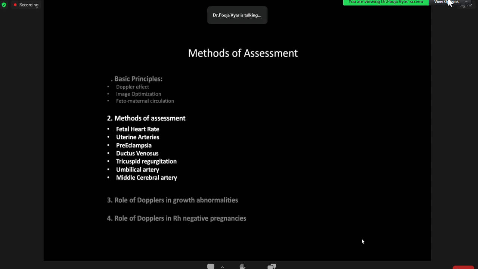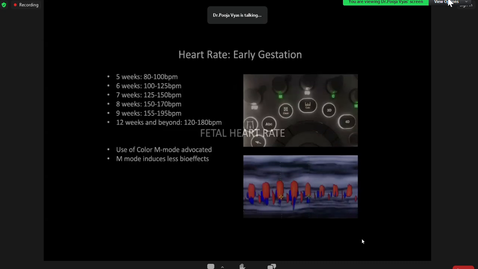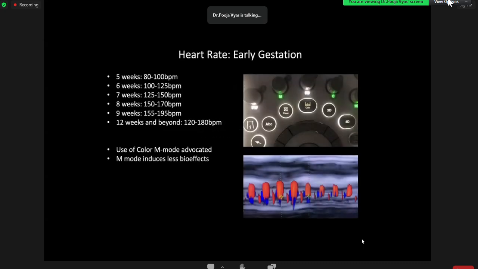Now, how do we do the fetal Dopplers? So starting with fetal heart rate. Heart rate, we can see straight from 5 weeks onwards, and we have to always use M mode in the first trimester. We can also use a color M mode.